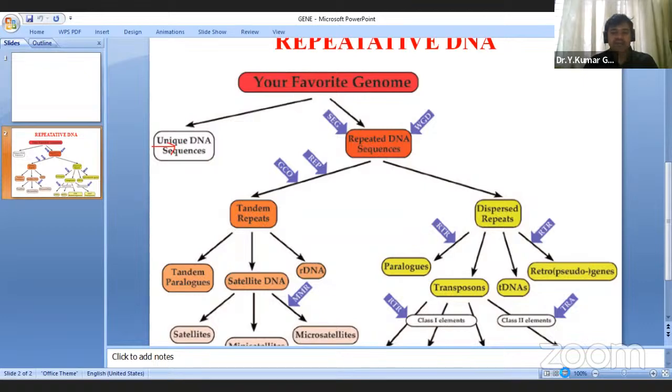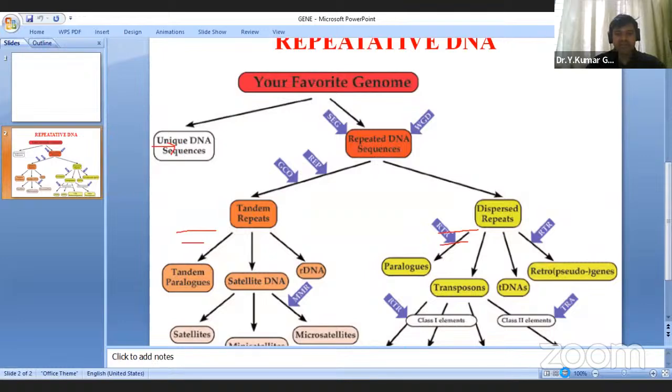Repetitive DNA sequence is again classified into two: tandem repeats, also called satellite DNA or satellite repeats, and interspersed or dispersed repeated DNA. First of all, I think the definition is clear: a repetitive DNA sequence means a specific nucleotide sequence formed repeatedly.